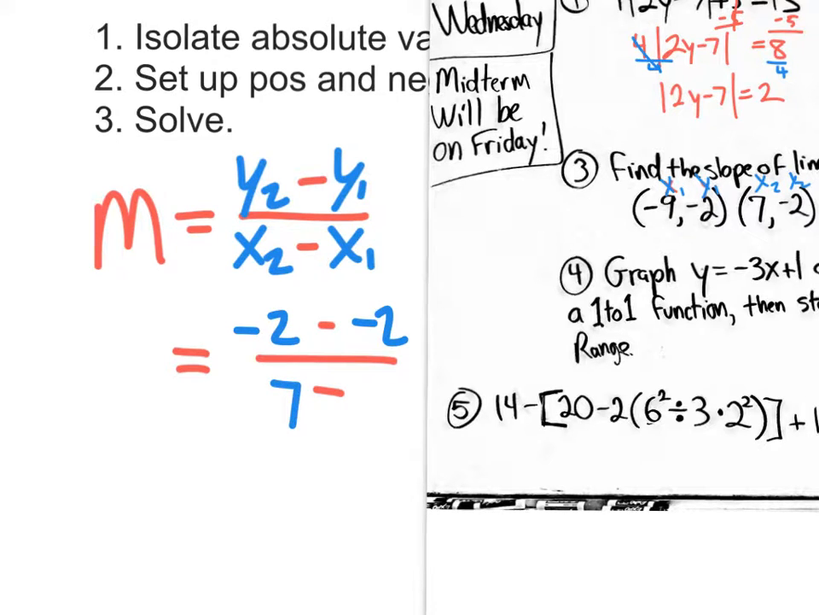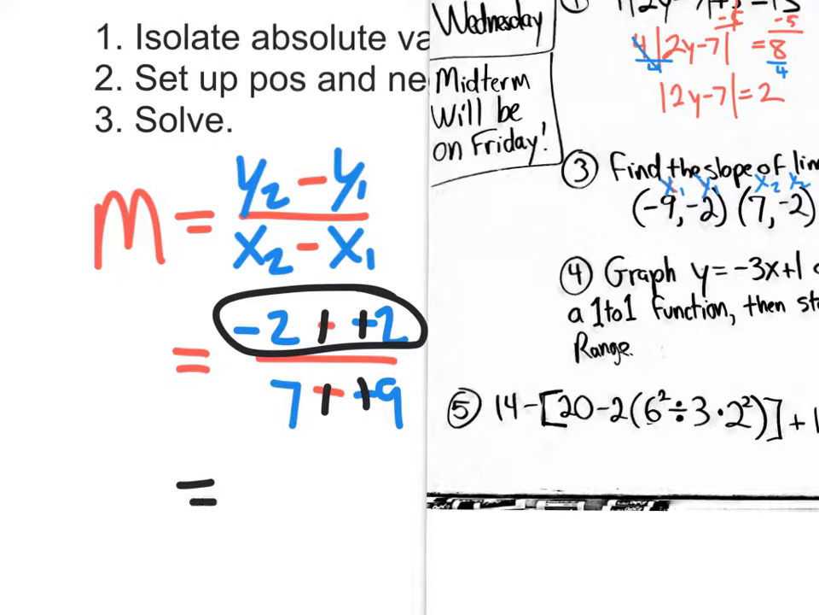x2 is 7, and x1 is negative 9. Okay? So when we work this out, the minus minus changes to plus plus. And when you add negative 2 plus 2 up on top, you get 0. So your slope for question number 3 is 0 over 16. Now 0 over any number will equal 0. So the answer is 0.